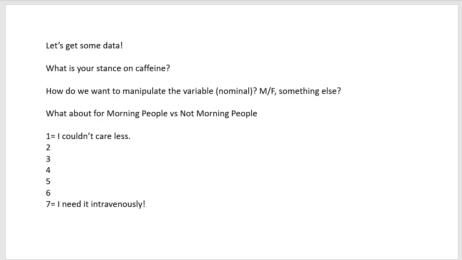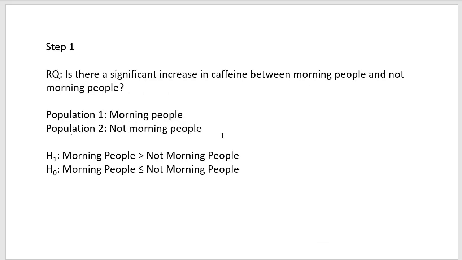So let's take a look at what that might look like. Is there a significant increase in caffeine consumption, or the opinion on caffeine, between morning people and not morning people? Population 1 will be morning people. Population 2 will be not morning people. We're going to hypothesize that morning people have a higher caffeine rating than not morning people. And then the null hypothesis, if that's not true, is that morning people will have a caffeine rating less than or equal to not morning people.